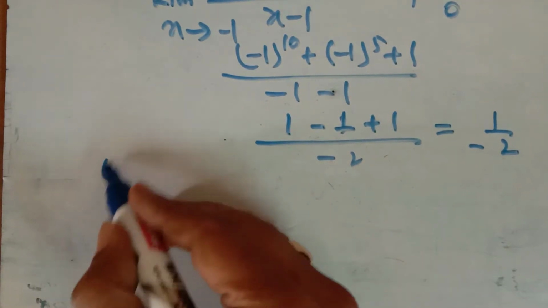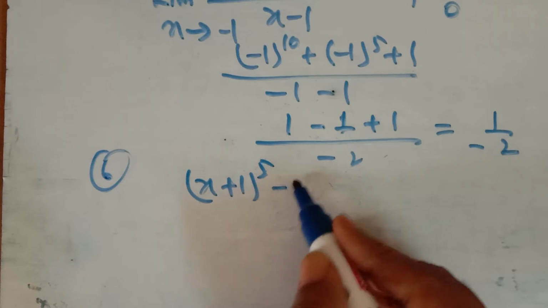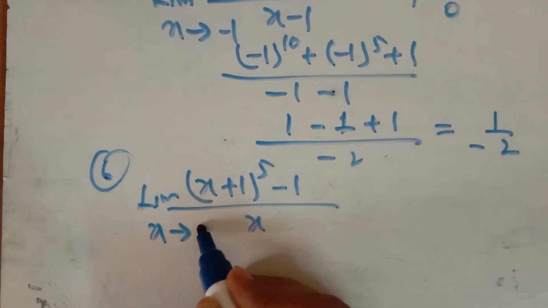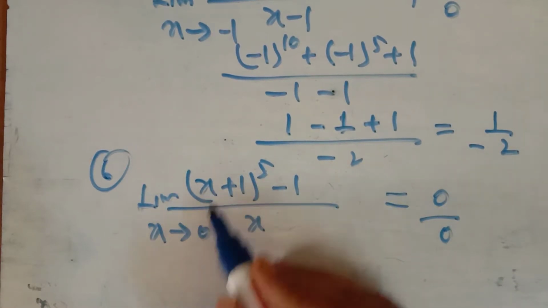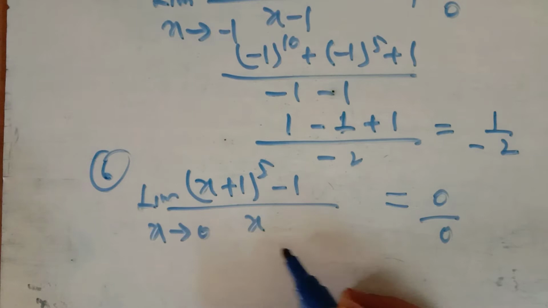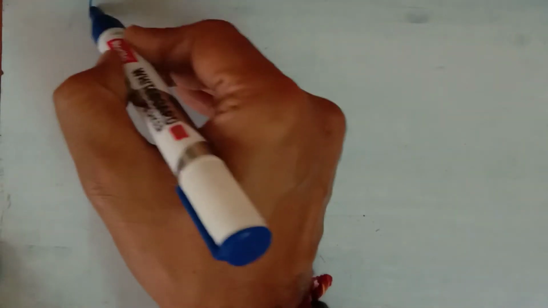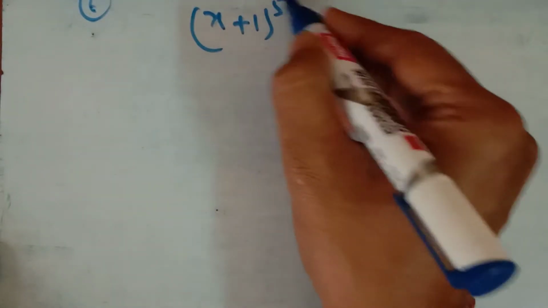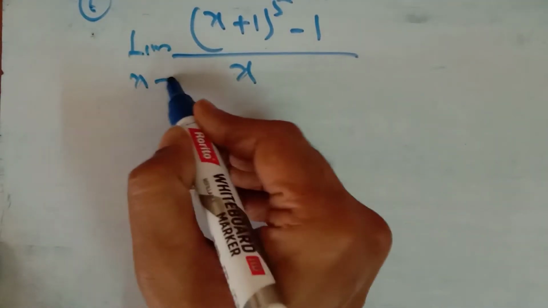Question number 6. It is x plus 1 की power 5 minus 1 upon x, limit x goes to 0. And in this case you are getting the 0 upon 0 form. When you put x equal to 0 here and here, you will get the 0 upon 0 form. So how do you have to solve it? See it very carefully. In question number 6, we have x plus 1 की power 5 minus 1 upon x, limit x goes to 0.